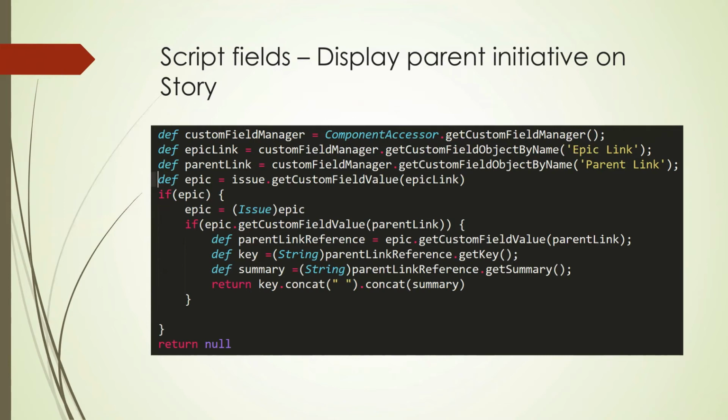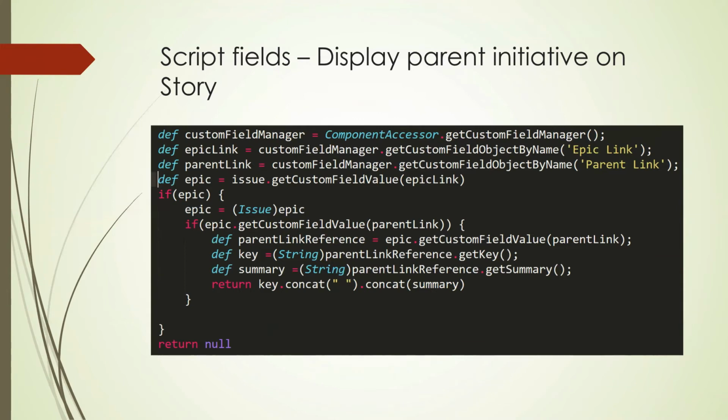So this code is placed on the story. This issue object here, what you see here is issue.get custom field value. This issue object represents the story object, because it is the implicit object, and this scripted field runs when it is placed on the view screen of a story. So this issue object basically becomes the story.